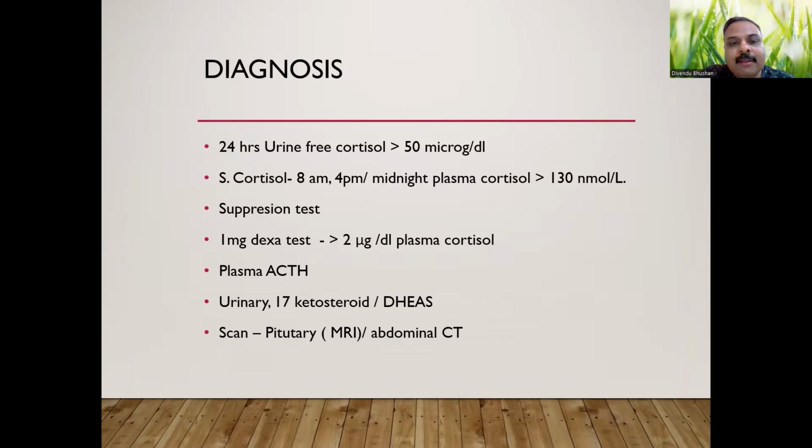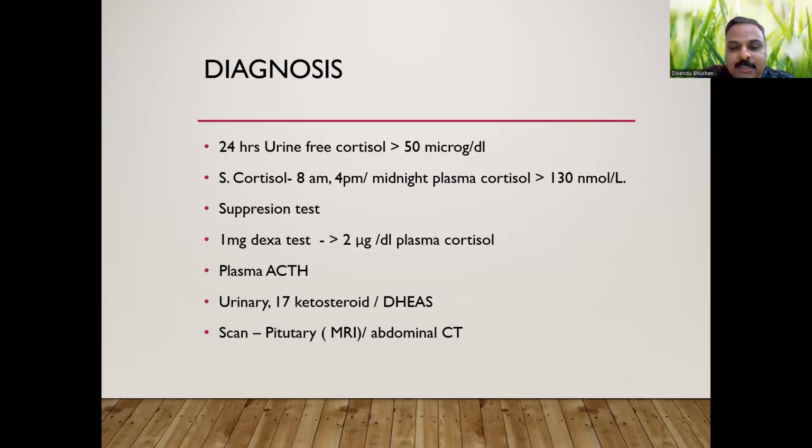Diagnosis is done by 24-hour urinary free cortisol, if it is more than 50 microgram per deciliter. Serum cortisol at 8 a.m. or 4 p.m. we can do, or midnight plasma cortisol more than 130 nanomole per liter. We can do the suppression test. We can give 1 milligram of dexamethasone, and if the value of plasma cortisol is more than 2 microgram per deciliter, we can confirm the diagnosis.